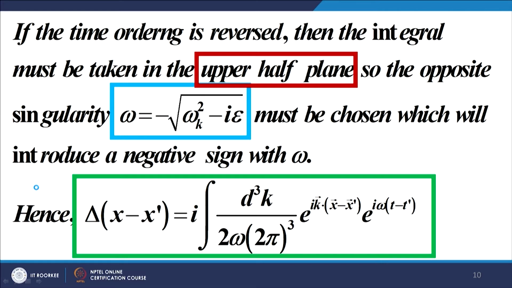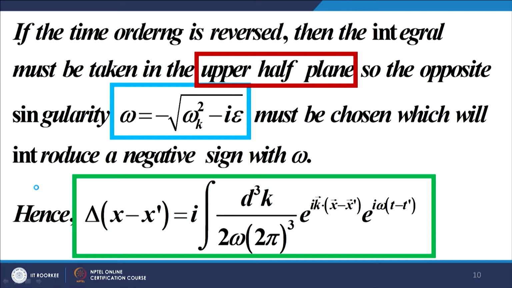But when we close the contour with the semicircle in the upper half plane, the singularity that we enclose is in the second quadrant, and that is given by this expression: omega is equal to minus the square root of omega k square minus i epsilon, and the residue we can work out at that point. And because now this is in the counterclockwise direction, there will be no minus sign here, but there will be a minus sign attached with omega.